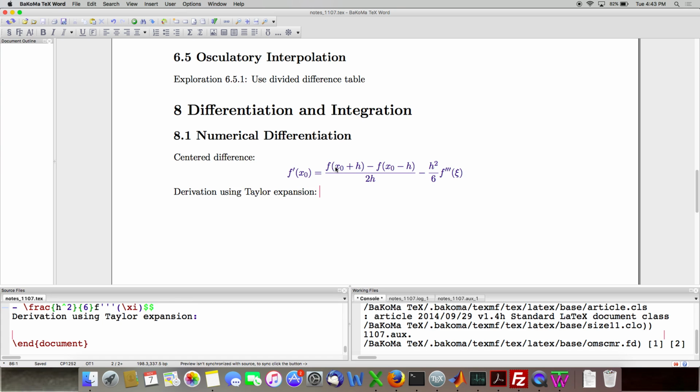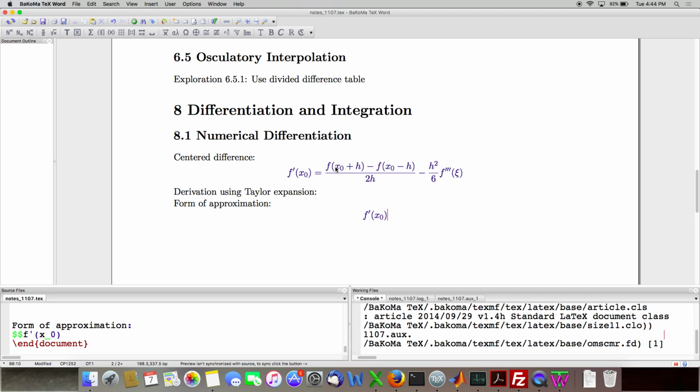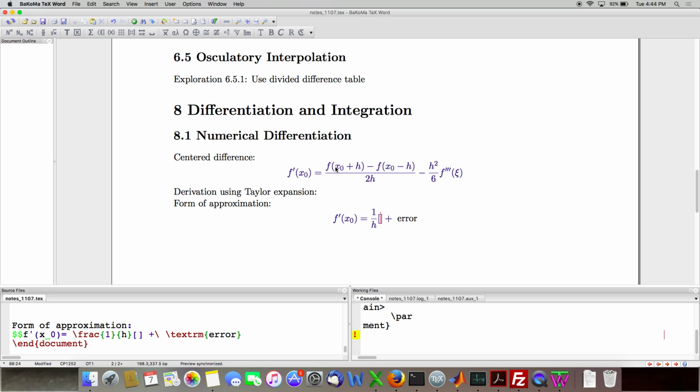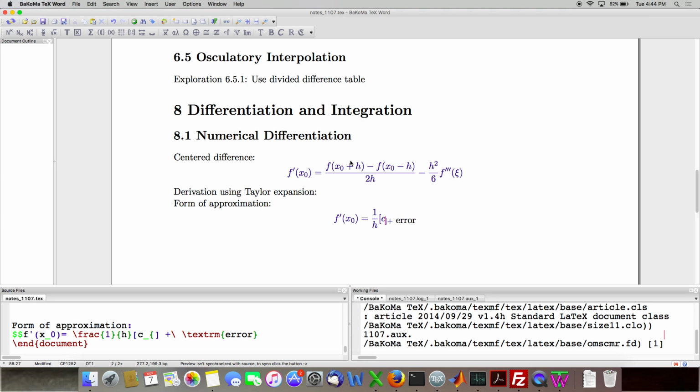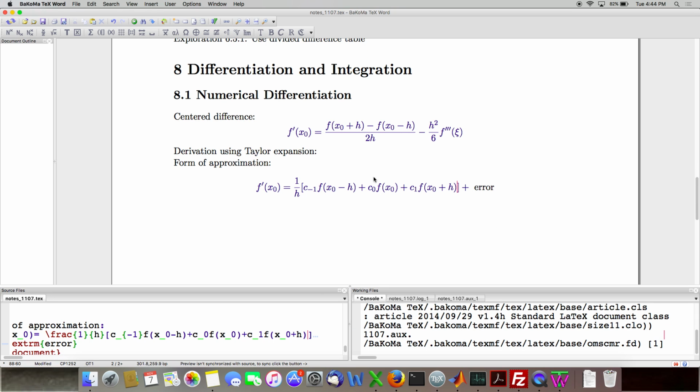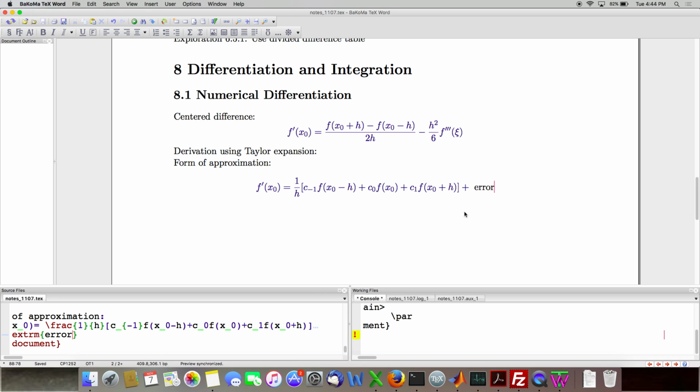Okay, so the form of the approximation that I'm going to use in both approaches is f prime is equal to, I'll have a 1 over h outside, and then in the square brackets, I'm going to use x naught minus h, f of x naught, and f of x naught plus h. And notice the way I'm indexing the coefficients. I'm using multiples of h, minus 1, 0, and 1. So I index the coefficients the same way, minus 1, 0, and 1. It's a little unusual, but at least it helps me keep things consistent.